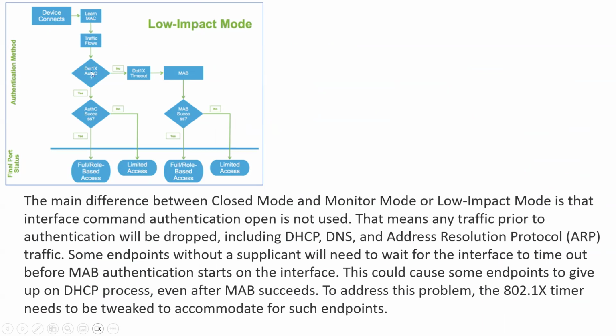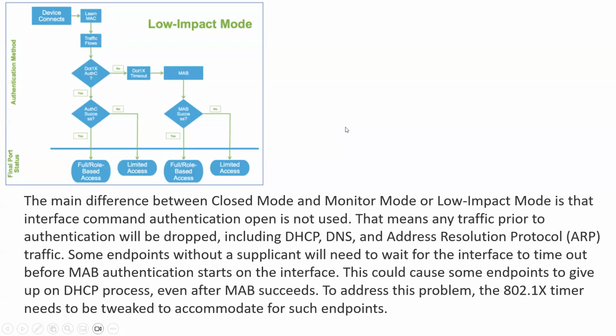So now you can see the flow chart. If it is a MAB authentication, if it is a user-based authentication, then .1x, or MAC-based authentication, MAB. So device, learn MAC, traffic flow. Is it .1x? .1x timeout. If .1x times out, it will go to MAB. If MAB is successful, then give the full access. If it is not, give the limited access. If .1x is successful, give the full access, or role-based access, or give the limited access. This is the overall flow chart we have.